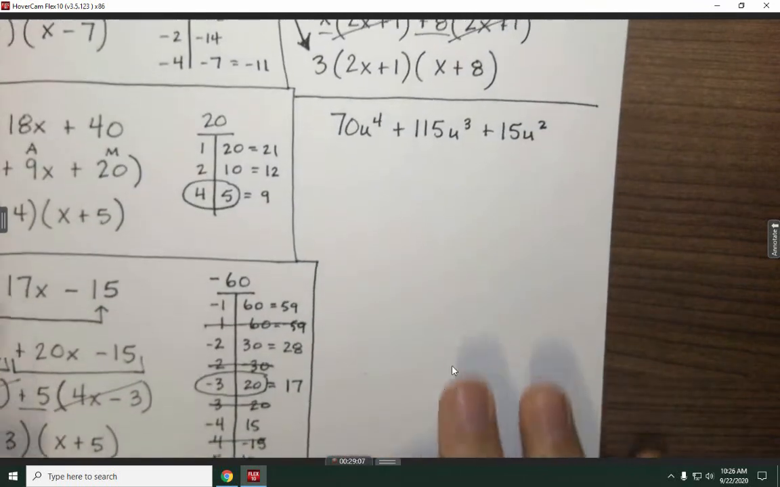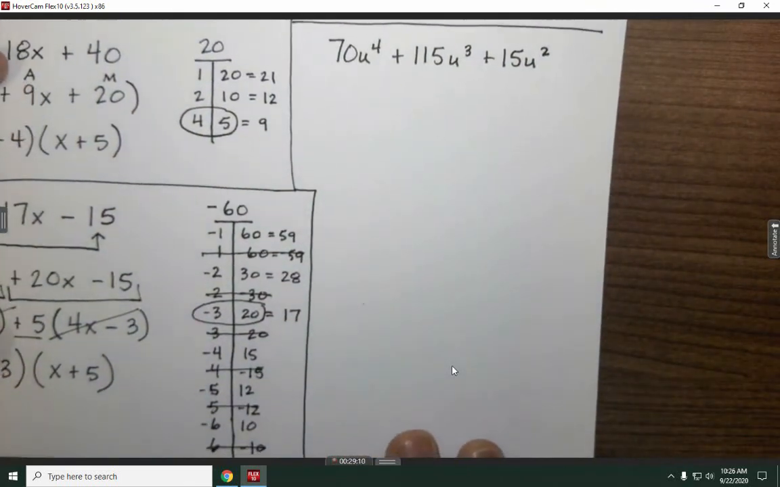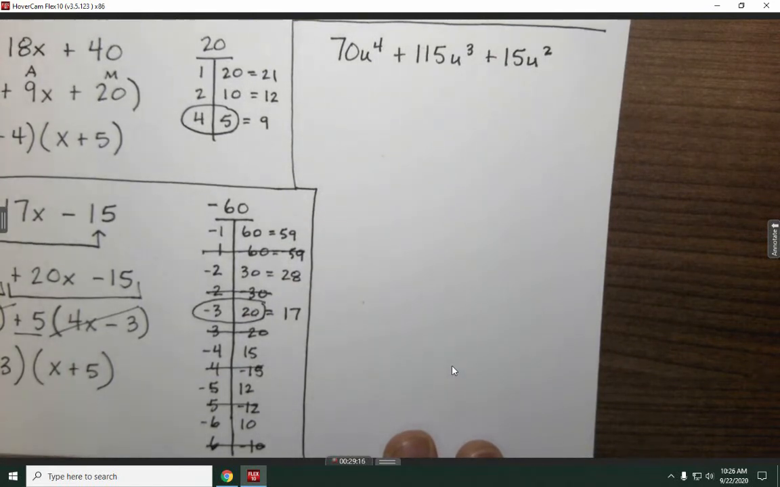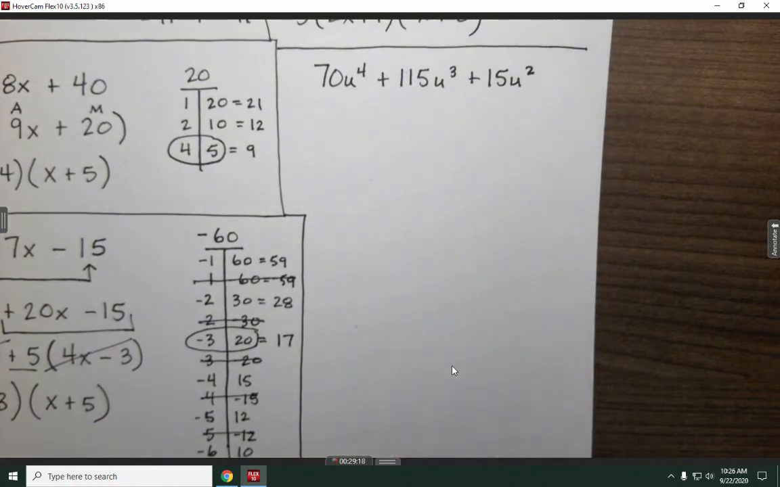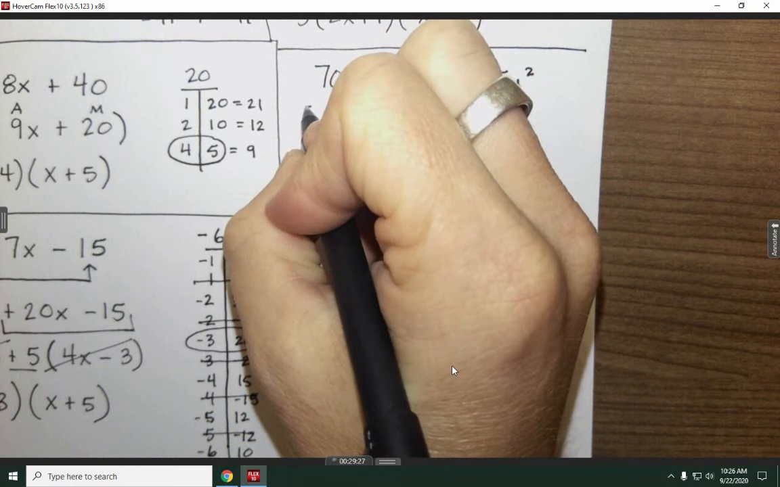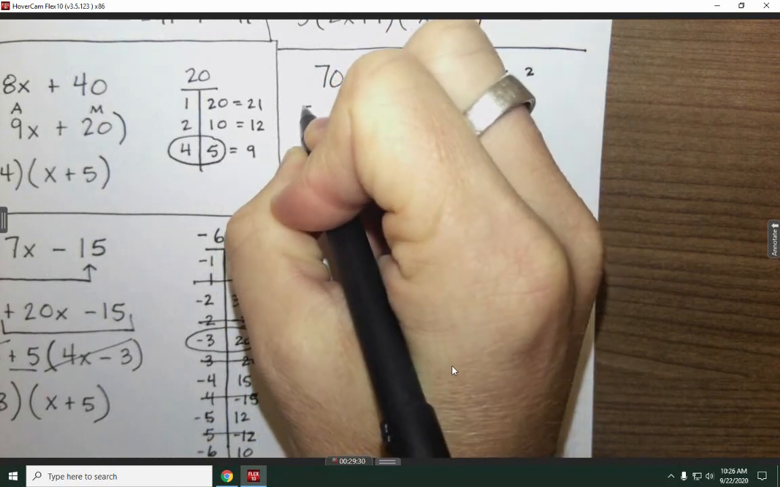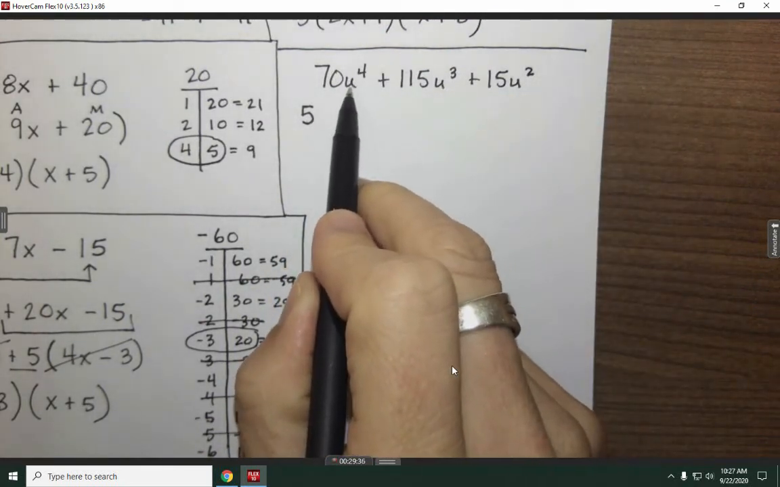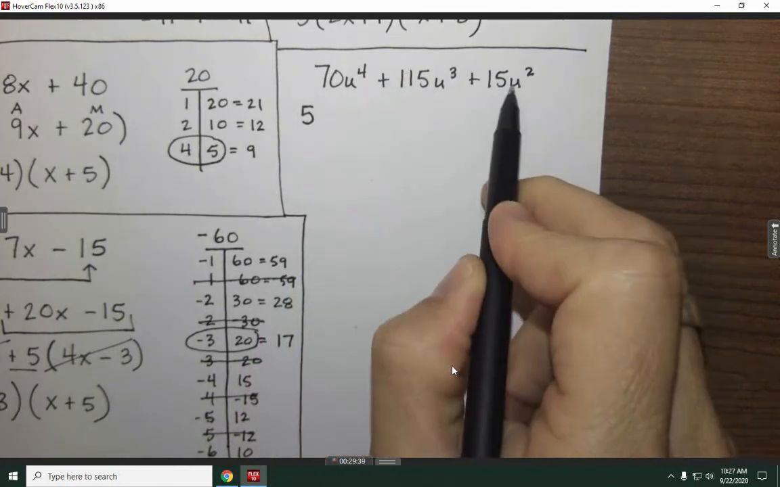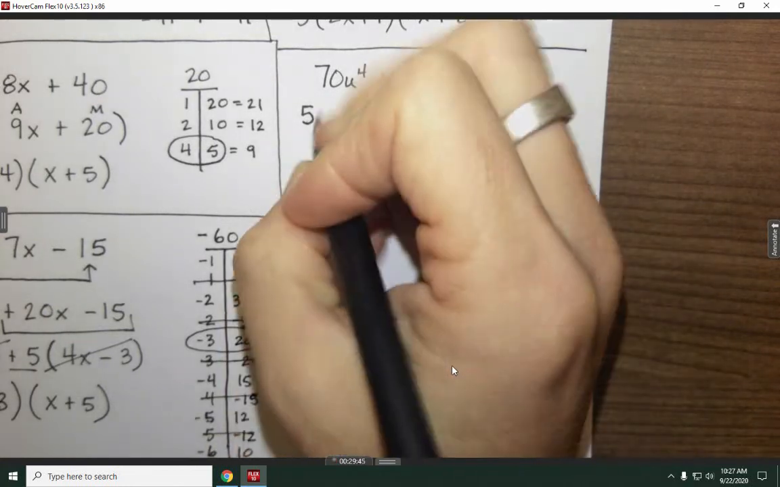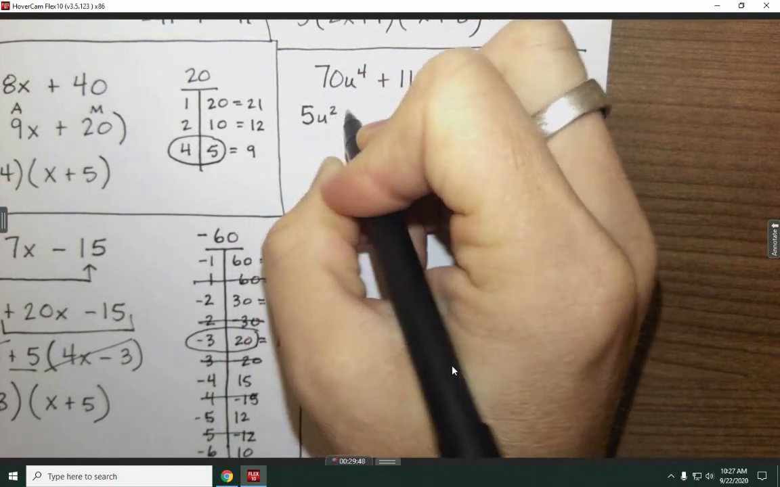Alright, this time we got 70u to the 4th plus 115u to the 3rd plus 15u squared. So we got a lot of stuff going on here. And so our very first step is to try to take out a greatest common factor. Now if you're looking at these, this ends with a 0, 5, and a 5. So we should at least be able to take out a 5. Now if we look at our u's, our variables, we got u to the 4th, u to the 3rd, and u squared. We're limited by our smallest amount, so the most we can take out is u squared.